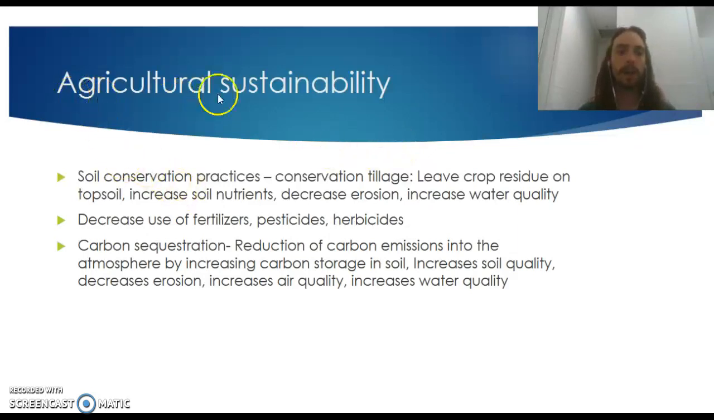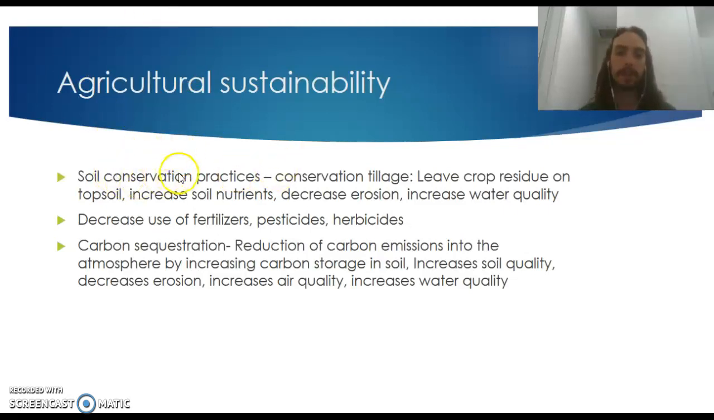So we've got agricultural sustainability we need to talk about. So we've got some soil conservation practices. Conservation tillage, I talked about it in the last subunit. That's when you leave crop residue on the topsoil. You don't turn it up and put the pollutants back into the topsoil. So it's going to increase soil nutrients actually. It's going to decrease erosion and increase water quality. So with more erosion, there is a decrease in water quality through that sedimentation that we talked about.